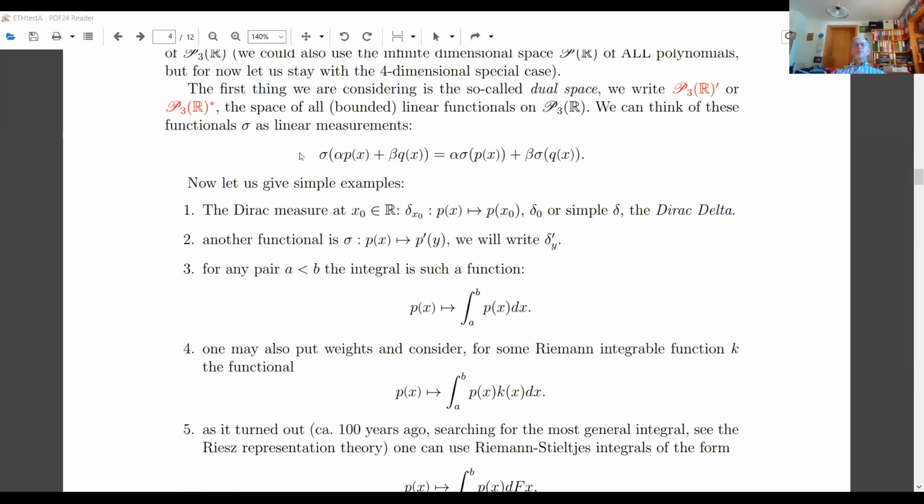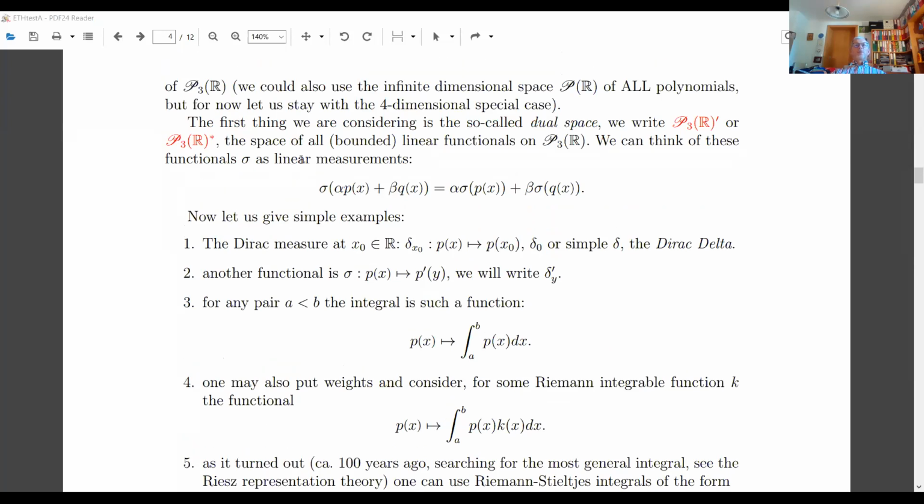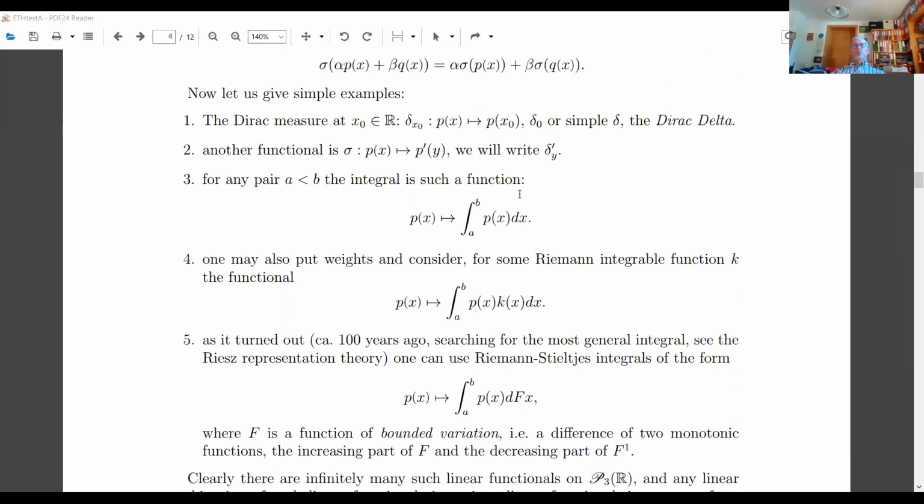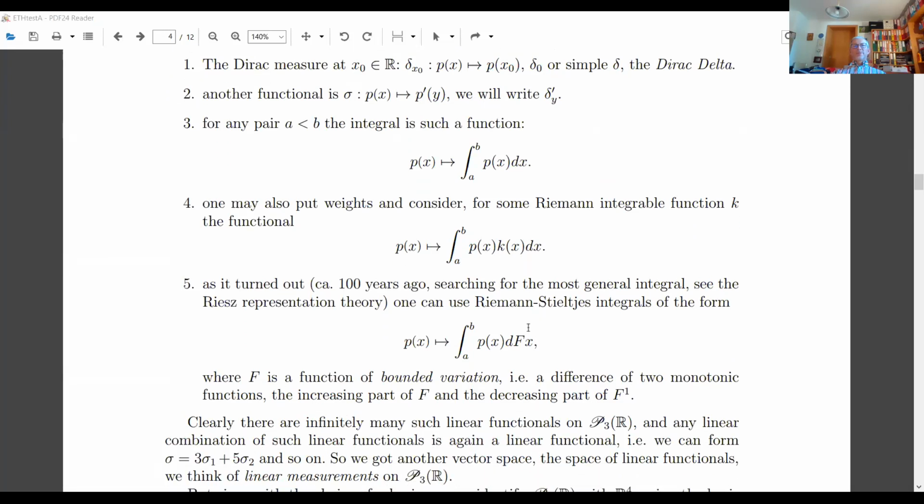Okay, sorry. We also need, for the description, linear functionals, which have the property that they are compatible with linear combinations. Now, the examples that we have, and you have them in the notes, are point evaluation at 0, which is the most important one, or the derivative at some point x, or an integral, or a weighted integral, or a Riemann-Stieltjes integral.